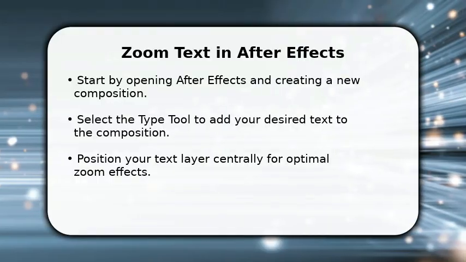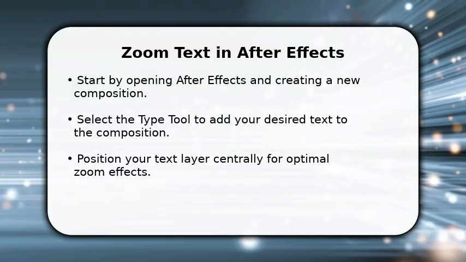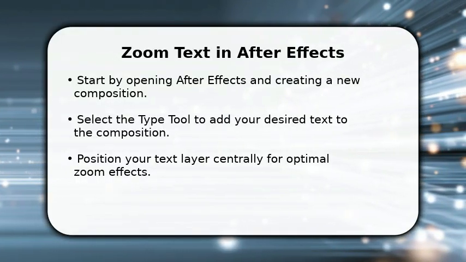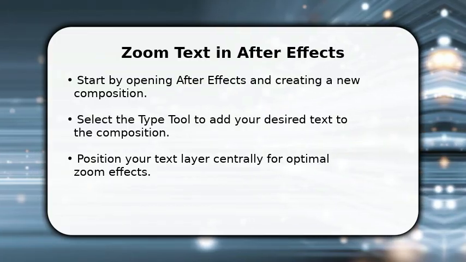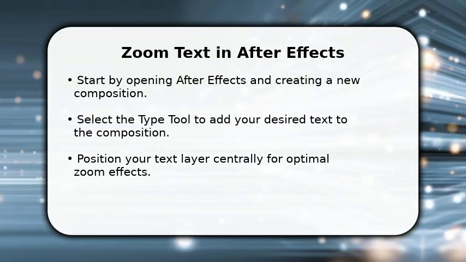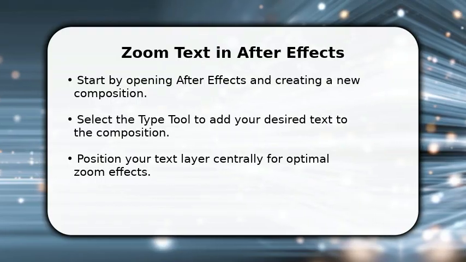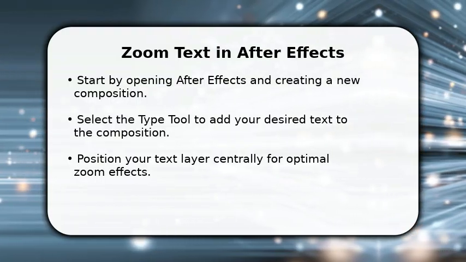In this video, I will show you how to zoom text in After Effects. First, open After Effects and create a new composition. Set your composition to a duration of around 10 seconds and a frame rate of 24 frames per second.